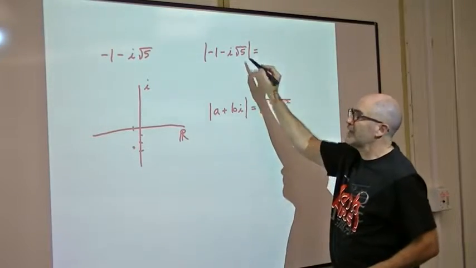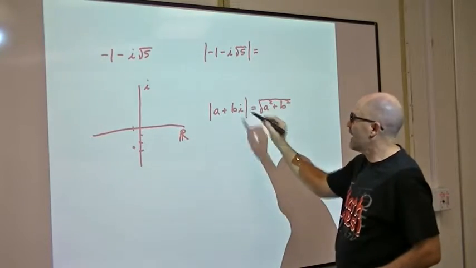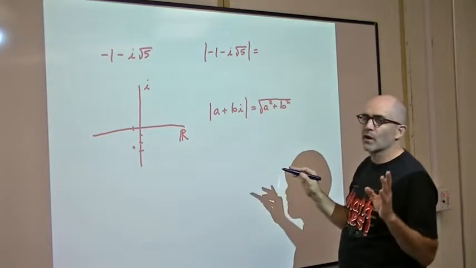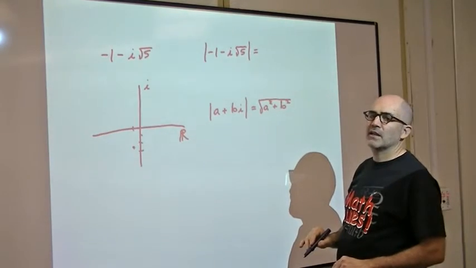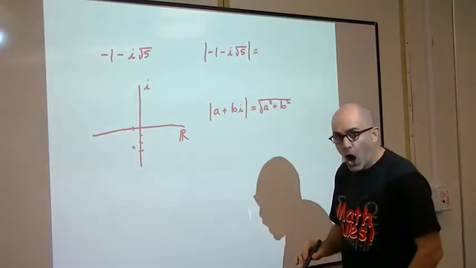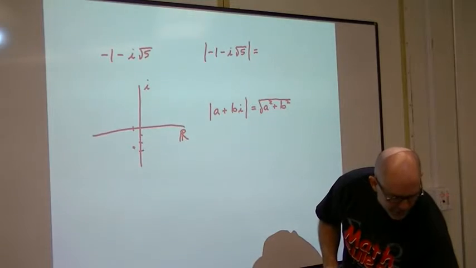Now remember, this is not bi squared, it's just b squared. So b is just the number that's attached to the i. It doesn't include i, so don't do that, or you will die an ignominious death. An ignominious death? That's never loud enough.